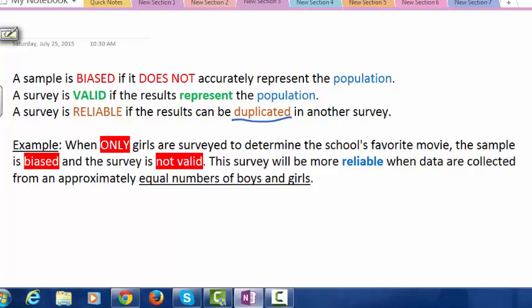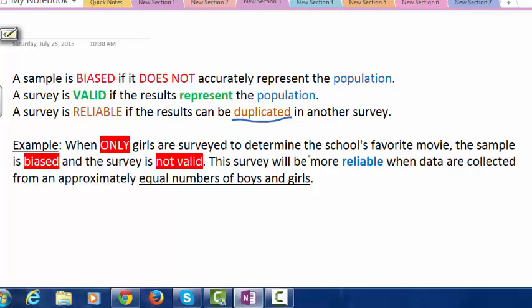So let's see an example of how we can explain all of that. When only girls are surveyed to determine the school's favorite movie, the sample is biased and the survey is not valid. Imagine if we want to see the school's favorite movie and I go and ask only girls and neglect the boys. That means it's biased. Why? Because it didn't represent the whole population of the school. The school is for boys and girls. That's why we call it biased or not valid.